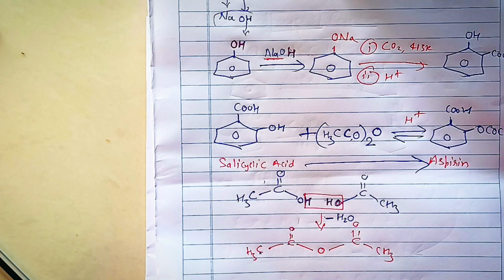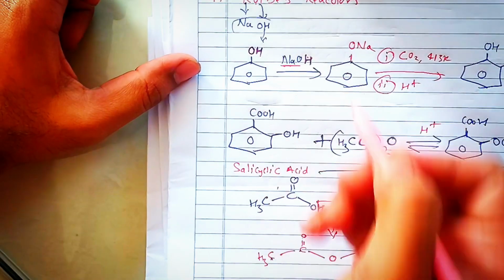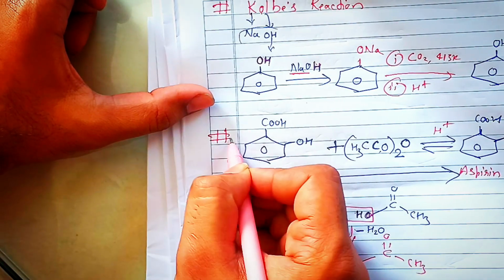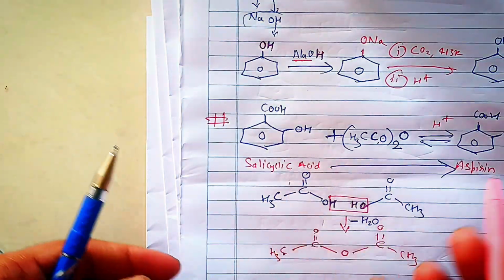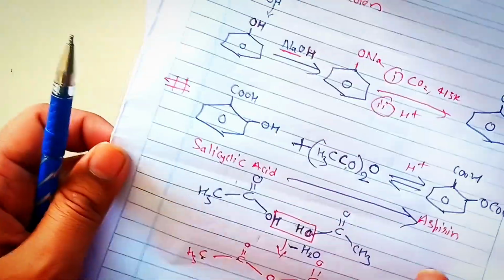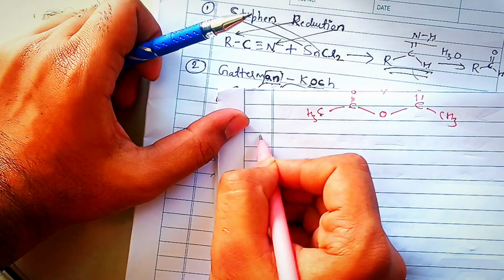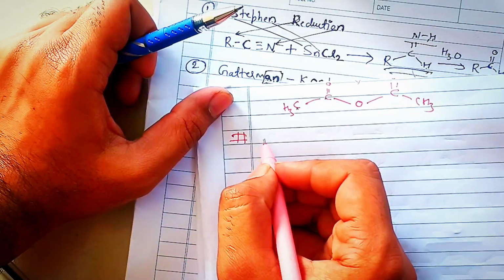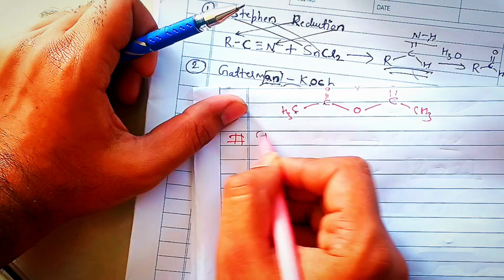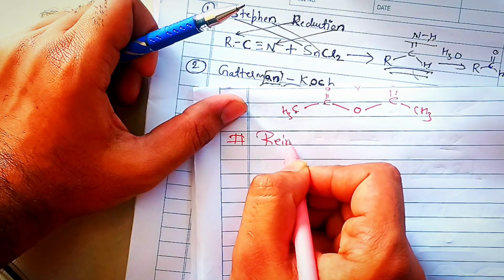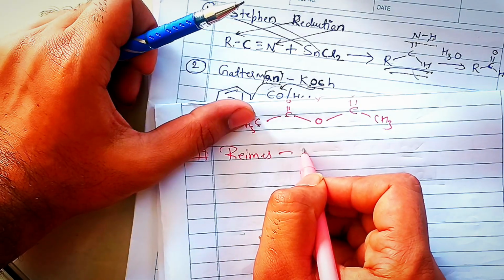So by this we can easily learn the alcohol's reactions. Here there will be Kolbe's reaction, which is one of the reactions where salicylic acid is converted into aspirin, okay? Next there will be another reaction called the RT reaction, that is none other than the Reimer-Tiemann reaction, okay?